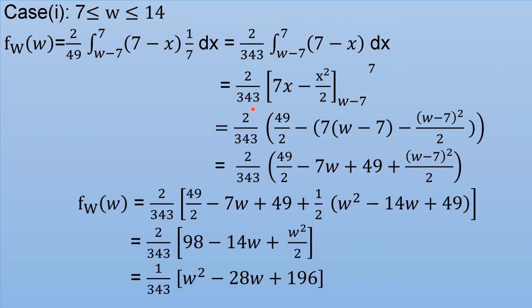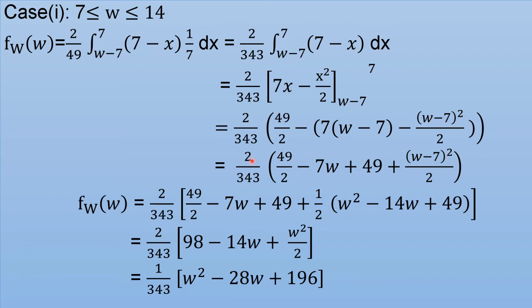2 by 343 into, put x as 7: 7 into 7 is 49, minus 7 square by 2 is 49 by 2, so 49 minus 49 by 2 will be 49 by 2. Minus, put x as w minus 7: 7 into w minus 7, minus w minus 7 whole square by 2. So 2 by 343 into 49 by 2 minus, multiplying out, minus 7w, minus 7 into minus 7 plus 49, and minus minus plus, w minus 7 whole square by 2.